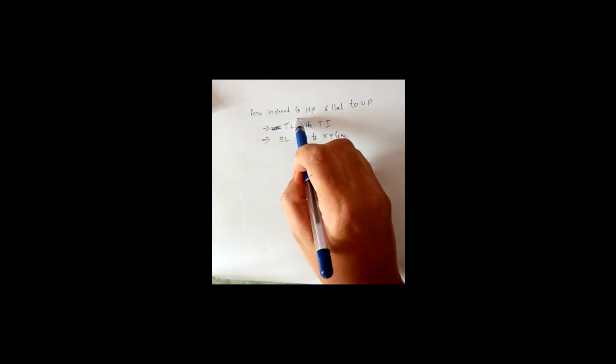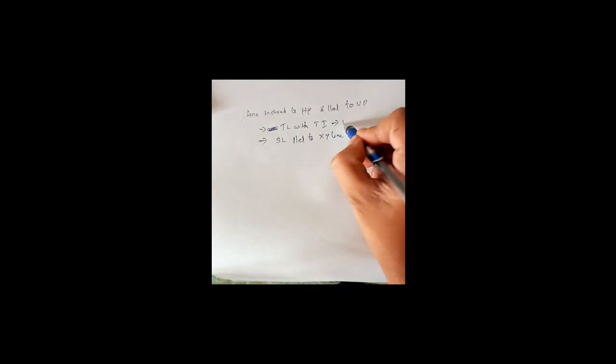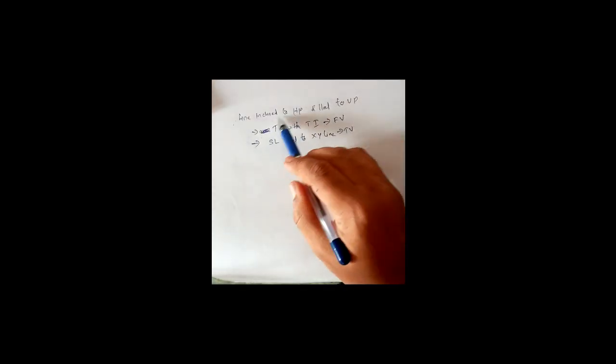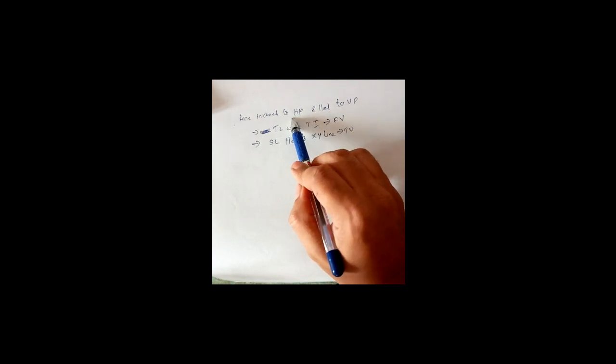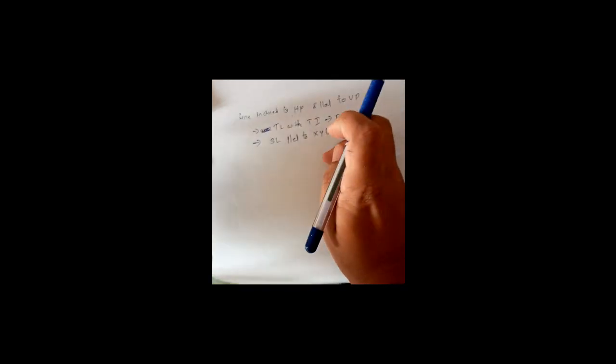So keeping in mind that, we can say this. See, line is inclined to HP means inclination you can see in the front view. Here the inclination is here, so the front view is true length with the true inclination, and the top view is shortened length parallel to XY line. I am telling once more, line is inclined to HP means inclination will be seen on the front view. So true length with the true inclination is the front view, and shortened length parallel to XY line is the top view.